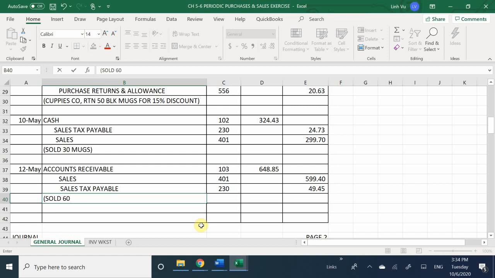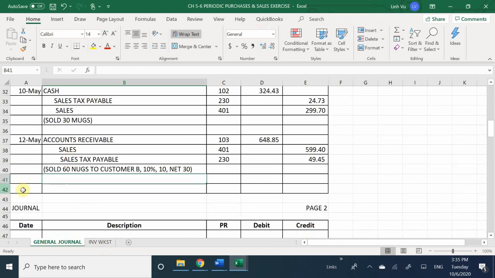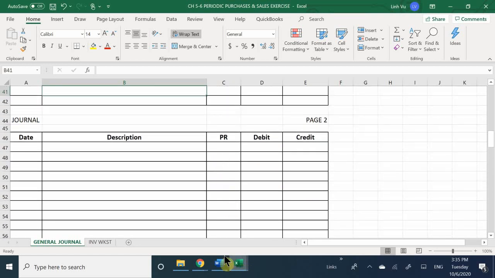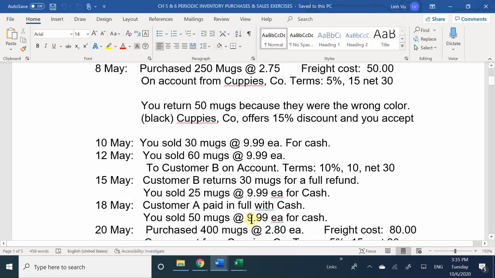I'm also going to fill in my description here: sold 60 mugs to customer B, 10/10, net 30. Okay. All right, so I reached the end of my page already, so I'm on the next one. If you have room on your paper, you may continue as long as you don't break the transaction in between. If not, go ahead and start on the next page.